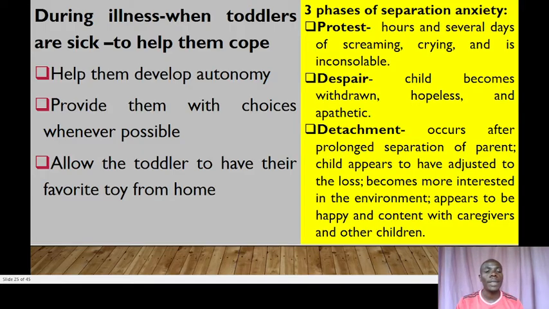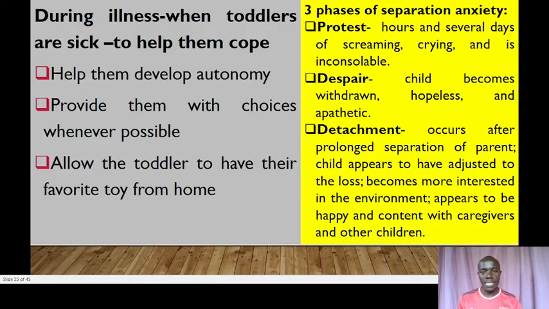Okay, you have to help them develop autonomy, provide them with choices whenever possible, and allow these toddlers to have a favorite toy from their homes. Okay, now, these toddlers are one of the groups at the very highest risk of developing separation anxiety when left by their parents.